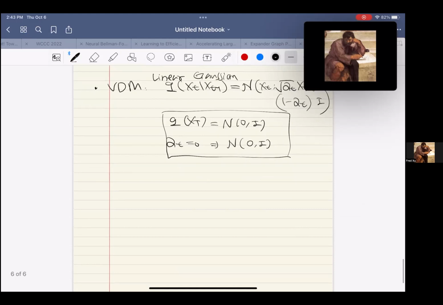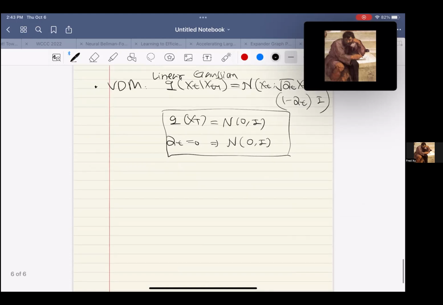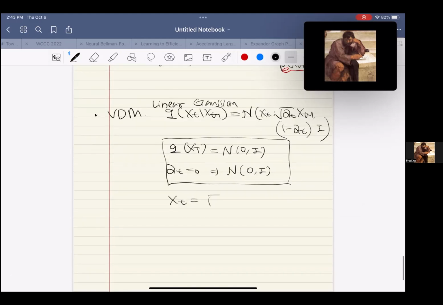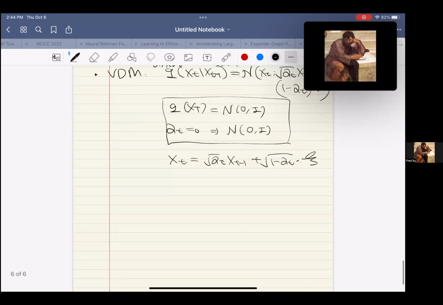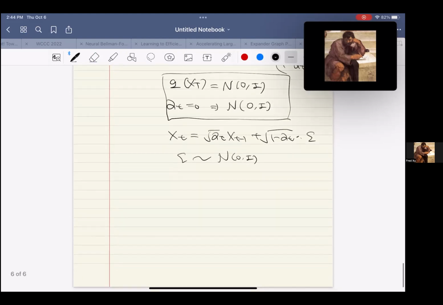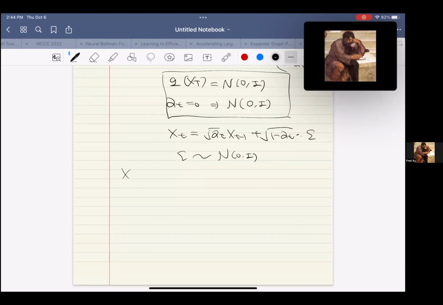So the first thing we're going to use is the location-scale family distributions property, which is we can write x_t to be square root of alpha t times x_{t-1} plus square root of 1 minus alpha t times a random variable epsilon, and epsilon follows a normal distribution. This is the property of normal random variables. And then we can write it recursively, right? We can say x_t equals square root of alpha t times x_{t-1}, where x_{t-1} is expanded in terms of x_{t-2}, plus the noise term, and at each step we sample independent standard normal random variables.